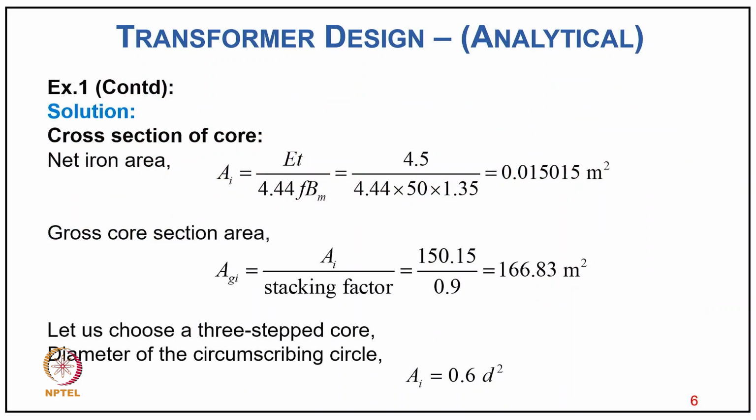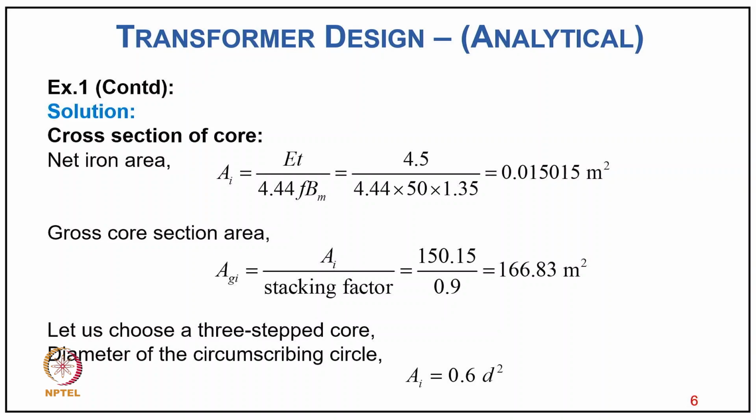Now coming to the cross section of the core, the net iron area Ai equals Et upon 4.44 f Bm. Putting the values, it comes to 0.015 meter square. The gross cross section area Agi is Ai upon the stacking factor, considering a stacking factor for lamination of 0.9. Putting the values, it comes to 166.83 centimeter square.